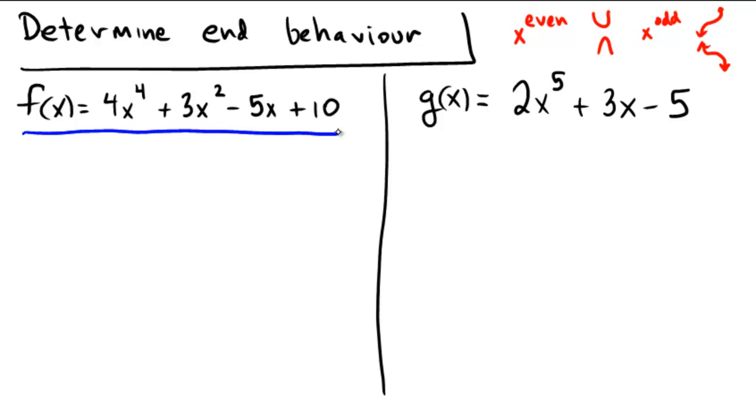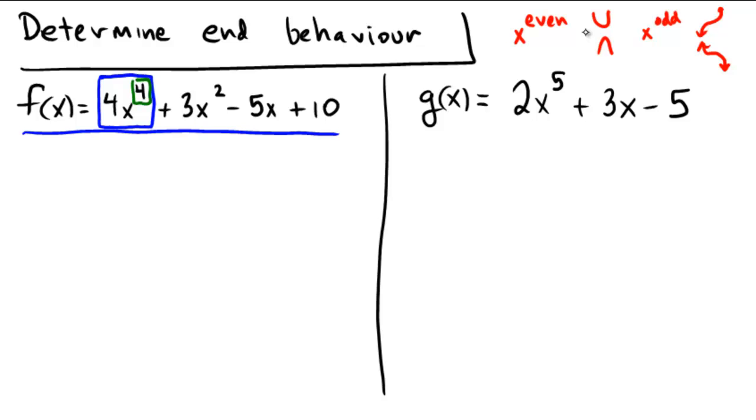f of x equals 4x to the fourth plus etc. It turns out with end behavior, what happens as we go towards infinity, the only thing we need to pay attention to is the leading term, the term with the highest exponent. So look at the exponent of that term. That's a 4, and that's an even number. So that means we're in the first case. It's either going to be an upward opening parabola-like shape or a downward opening parabola-like shape.